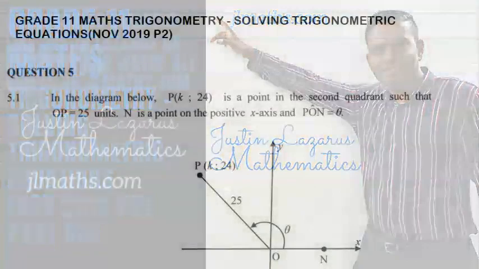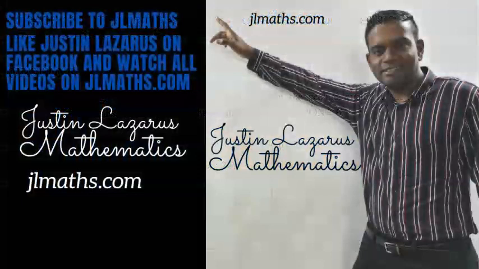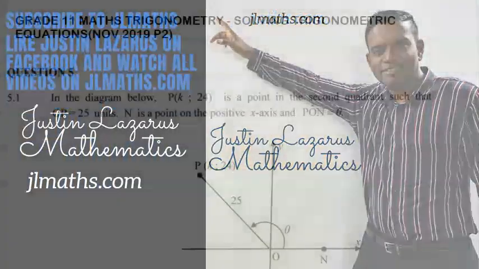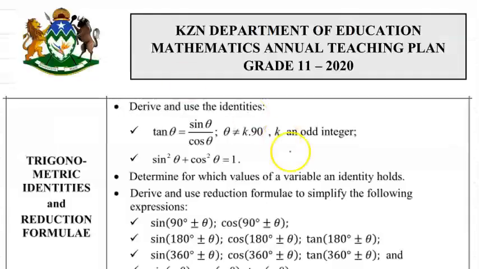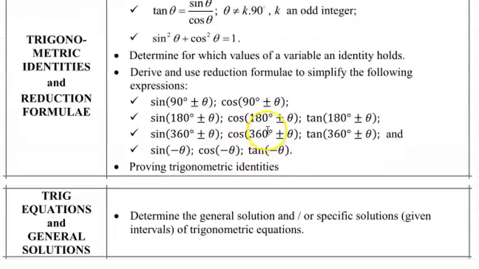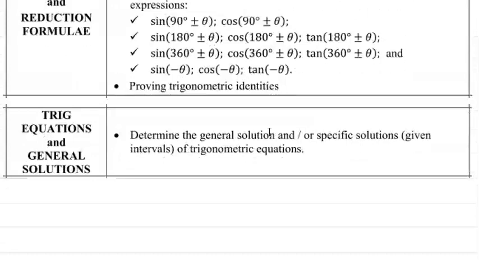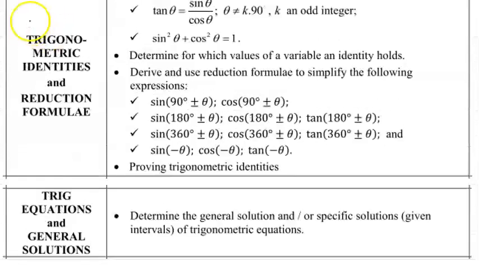Today's video lesson we're going to be looking at Grade 11 maths trigonometry, solving trigonometric equations. The question that we're going to be looking at appeared in the November 2019 Paper 2. If you look at our work schedule and the series of videos that we've covered under trigonometry in Grade 11 thus far, they are trigonometric identities, reduction formula, trig equations, and general solutions.